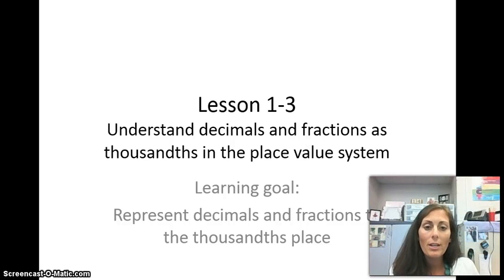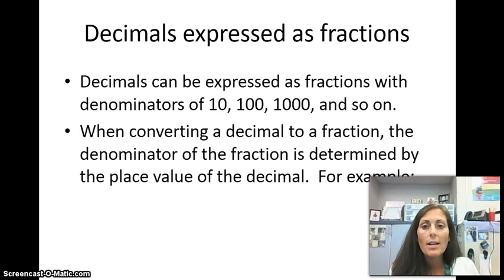Lesson 1.3. Understand decimals and fractions as thousandths in the place value system. Our learning goal: represent decimals and fractions to the thousandths place. Decimals expressed as fractions. Decimals can be expressed as fractions with denominators of 10, 100, 1000, and so on.